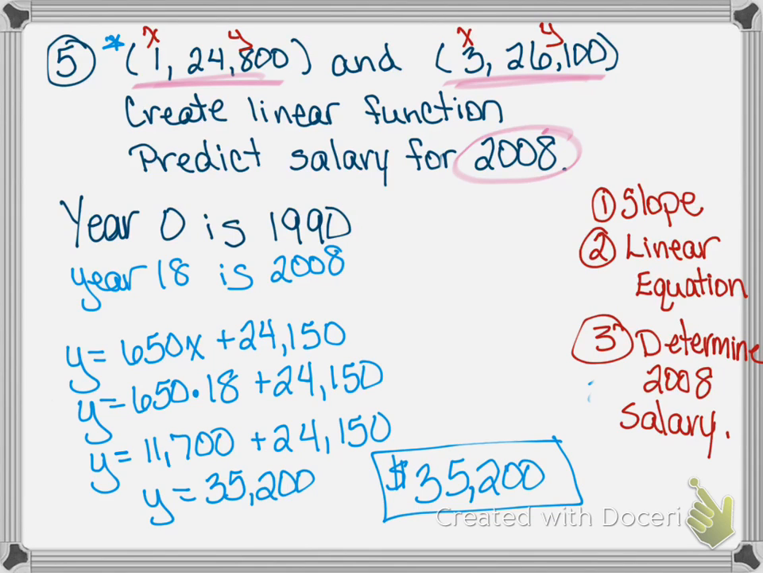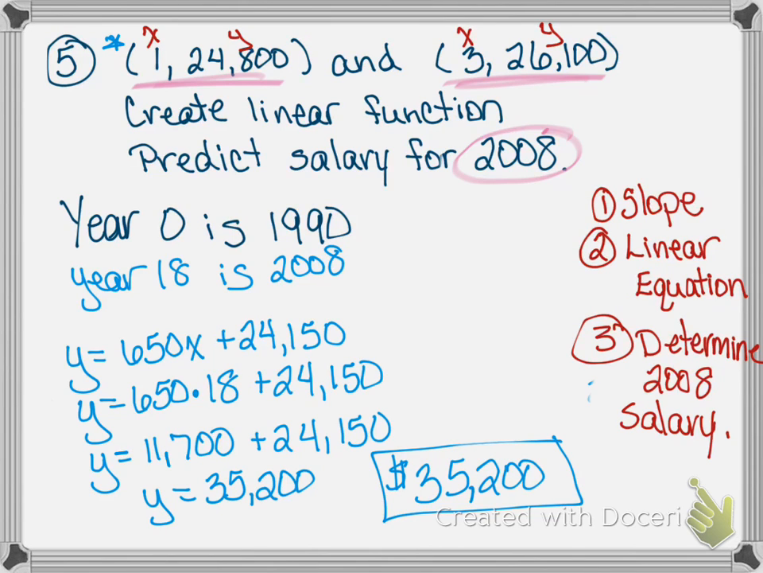Okay. Be sure you've got the 3 steps that you've got to do here. First thing you've got to do is determine the slope. Second thing you've got to do is determine the linear equation that's represented by this information. The third thing you've got to do is determine the 2008 salary.